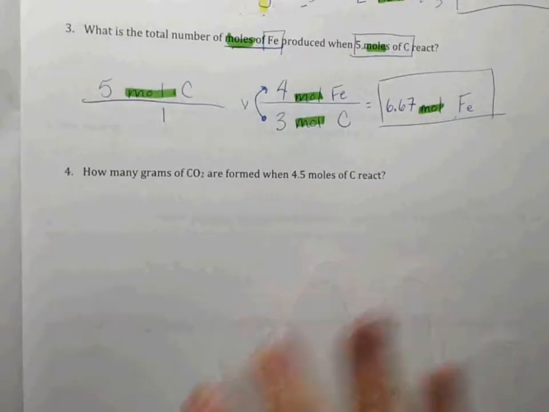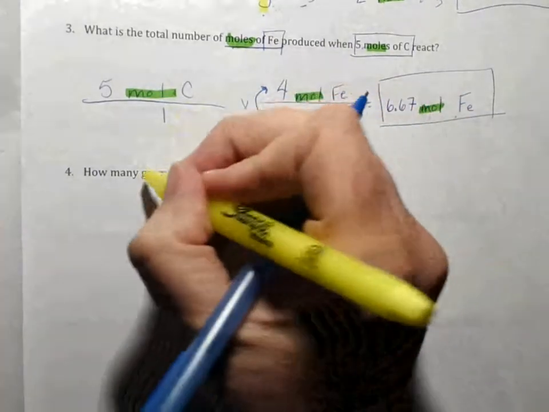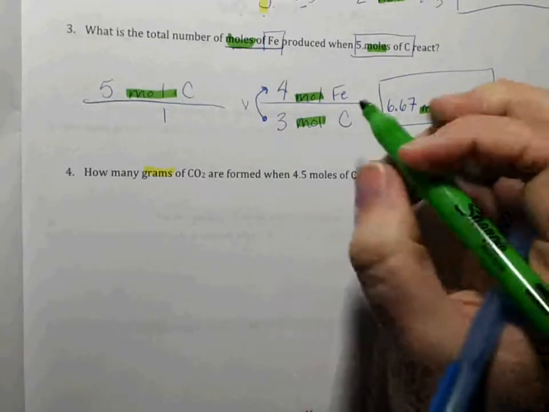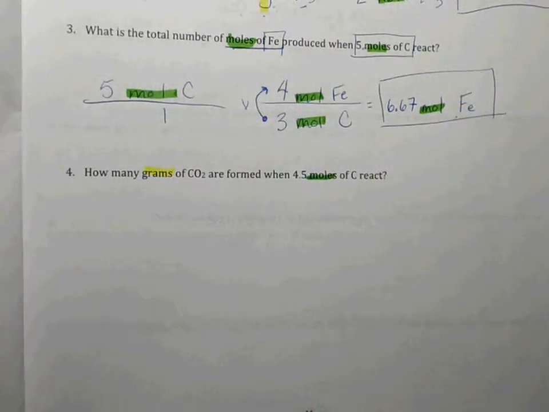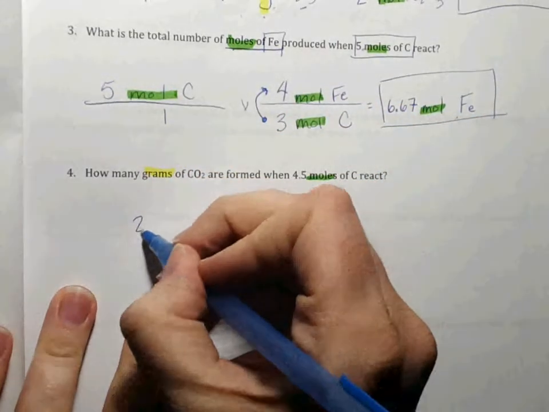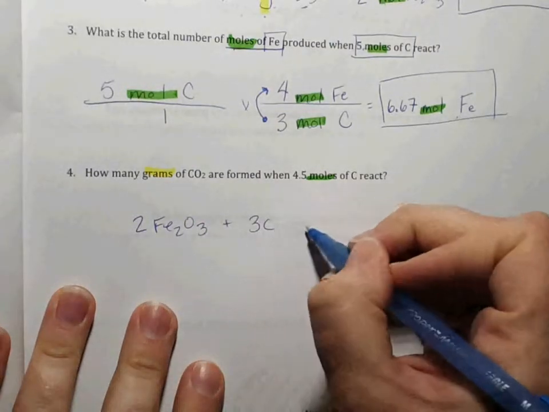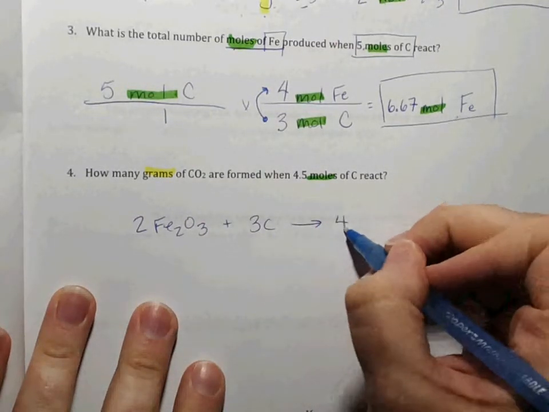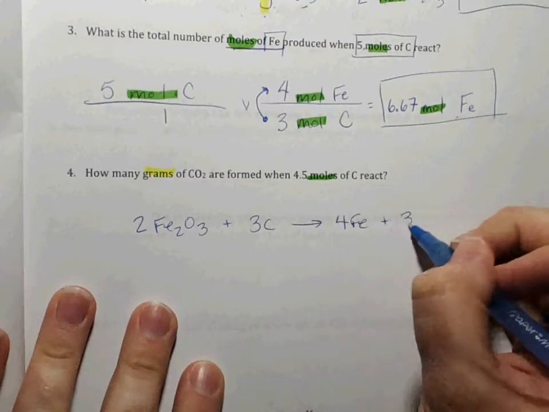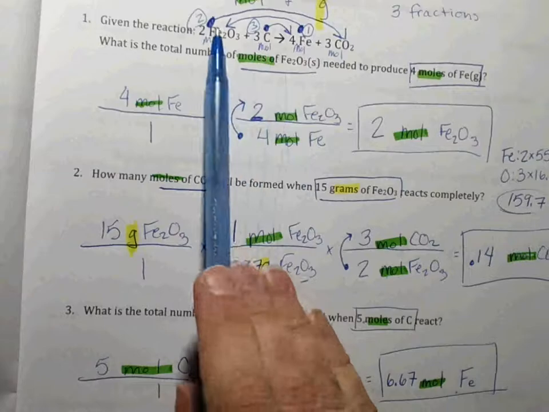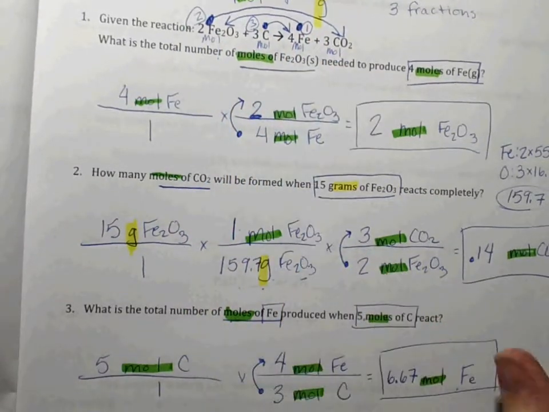For number 4, how many grams of CO2 are formed when 4.5 moles of carbon react? For the sake of space, I'm going to briefly rewrite the reaction down here just because mine got very crowded at the top and I have a lot of space down here at the bottom. I might as well use it. So I'm just copying this down from up here just because it's getting real crowded with bridges up there.